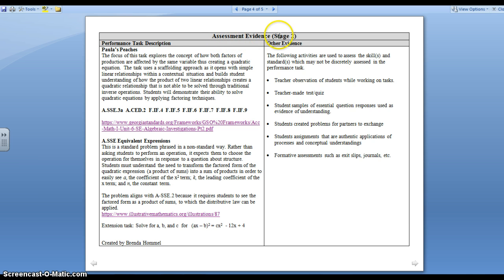The assessment evidence is Stage 2. For this stage, a teacher must think like an assessor. Evidence must be acquired to determine the extent to which students have achieved the identified knowledge, skills, and understandings in Stage 1. The assessment evidence stage helps determine that the learning, i.e., enduring understandings, has taken place.